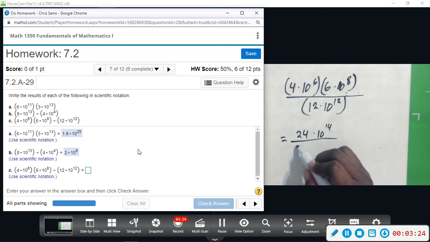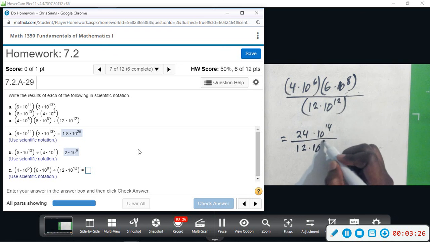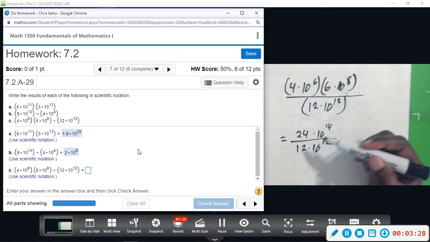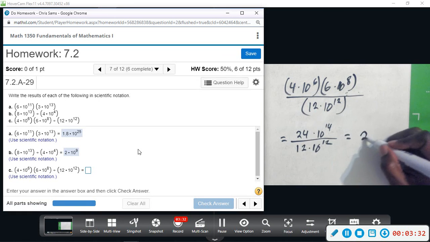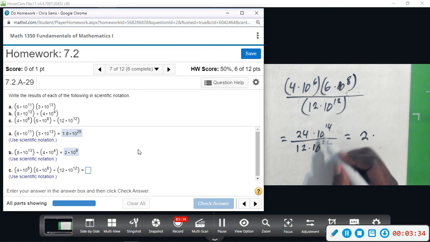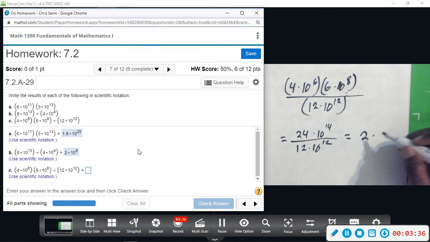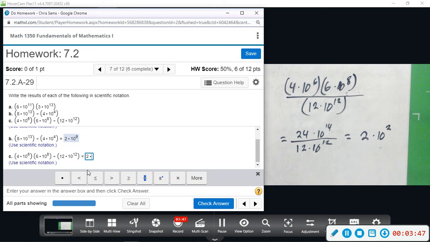Alright, then we're going to divide by 12 times 10 to the 12th. And 24 divided by 12 gives us 2. And then with the exponents, we will subtract. 14 minus 12 will give us 10 to the 2nd power. So this number would just be 200, or 2 times 10 to the 2nd, when you apply those properties of exponents.